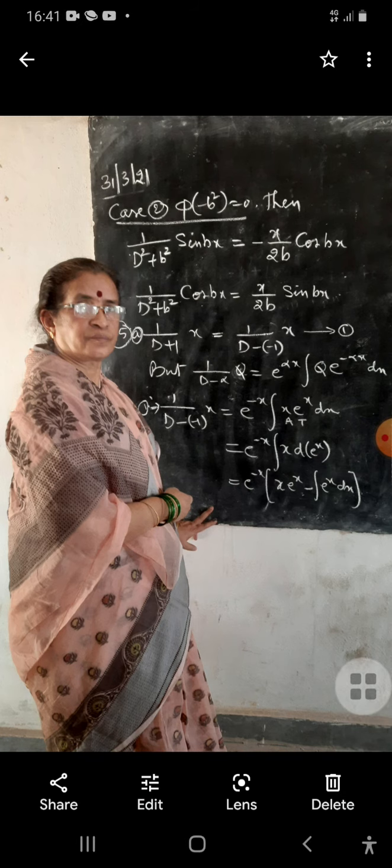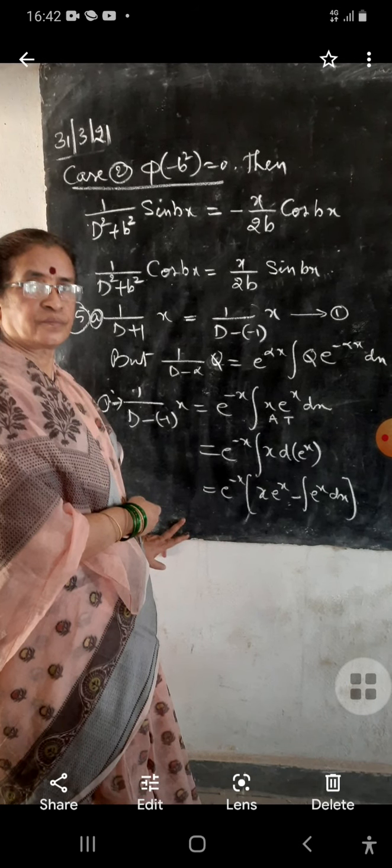Problem 15, part A. 1 by D plus 1 operating on x, that is nothing but 1 by D minus of minus 1 operating on x. But 1 by D minus alpha of Q, what is that? e power alpha x into integral Q e power minus alpha x dx. Therefore, 1 by D minus of minus 1 operating on x is equal to e power alpha x. What is alpha? Minus 1. So, e power minus x integral x e power x dx.